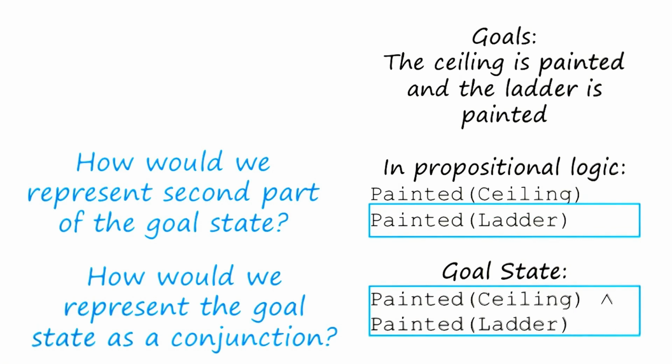David, what do you think? So the second goal is pretty straightforward. We're using the same proposition, but here we're operating on the ladder instead of on the ceiling. And then for the goal state, we're just going to link the two together with a conjunction. So we're saying that our goal state is painted ceiling and painted ladder. Good. Let's move on then.